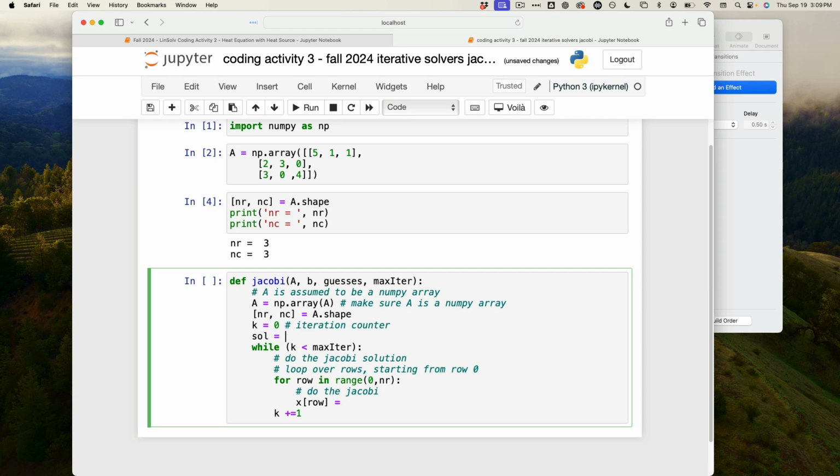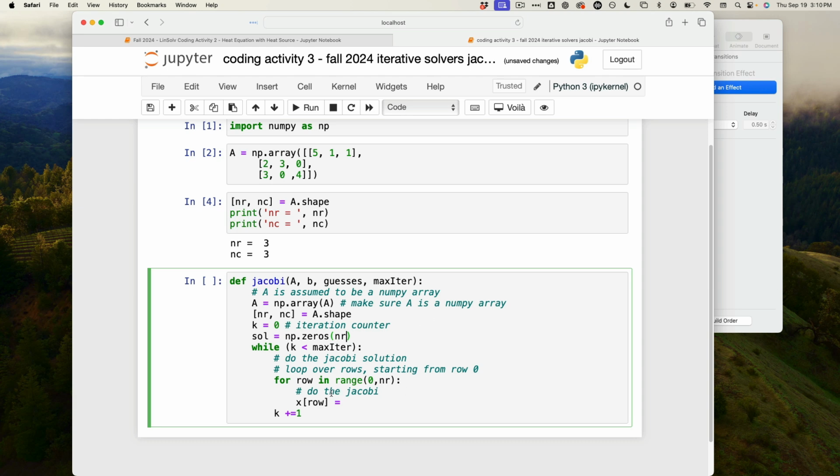I'm going to declare it as numpy.zeros, an array of size nr or nc. It doesn't matter. I have as many unknown or solution variables as there are rows and columns. Okay? That makes sense? So I'm creating an array of zeros to store my solution in it. Solution at 0 is going to be the solution for the first equation, second equation, and so on.